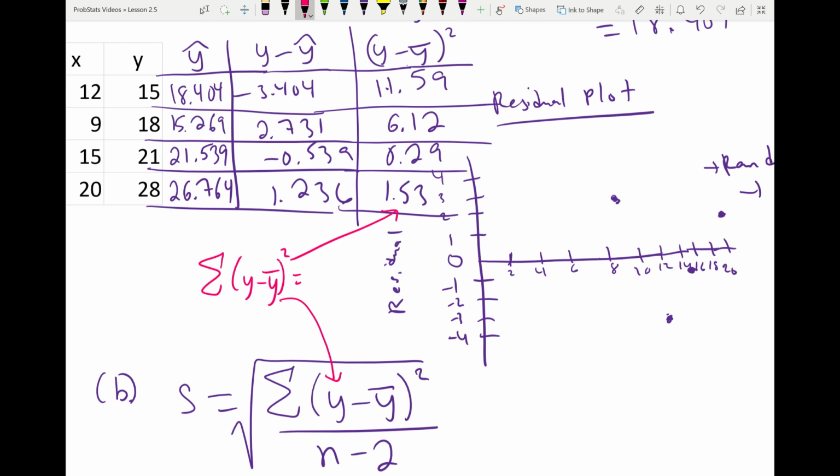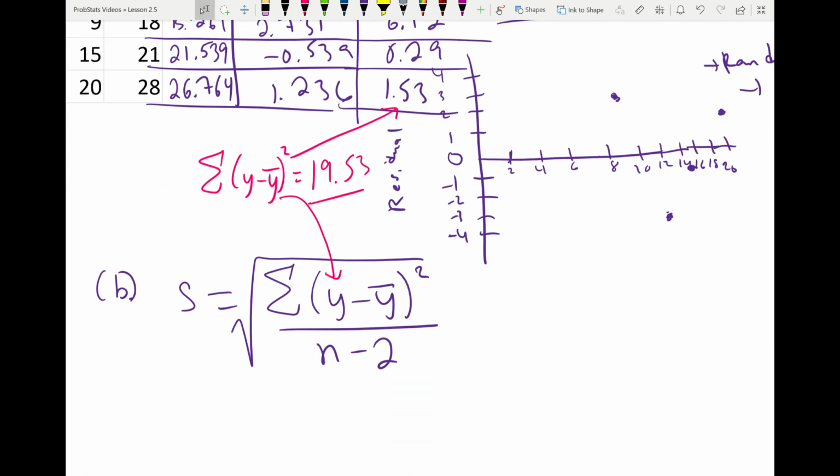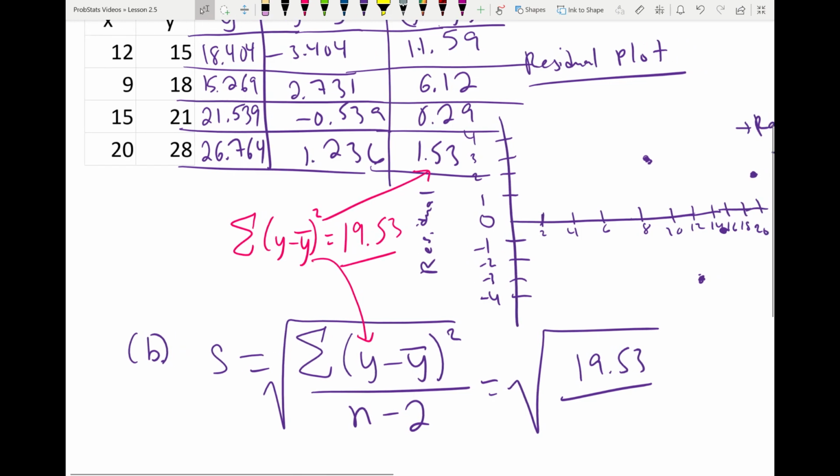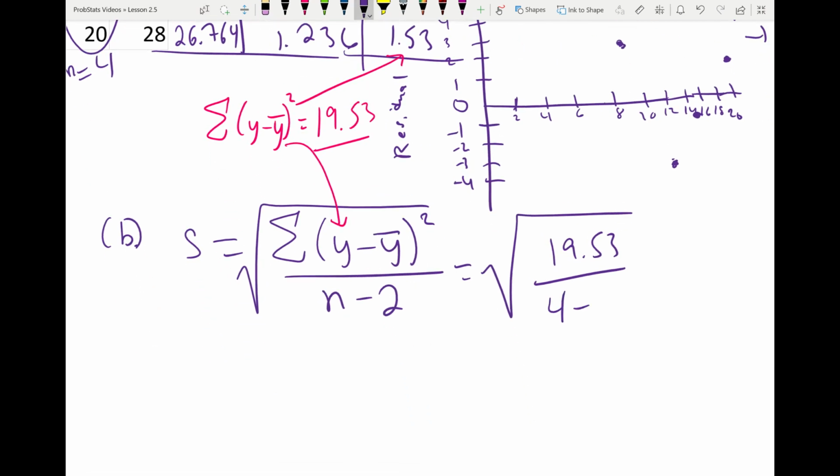And you get 19.53. So that number goes in the numerator. So now we have square root of 19.53 over how many numbers do we have? So we have 4 numbers for x, so n is equal to 4. So we have to do 4 minus 2. And that will give us our standard deviation of the residuals. And that'll be 3.12.